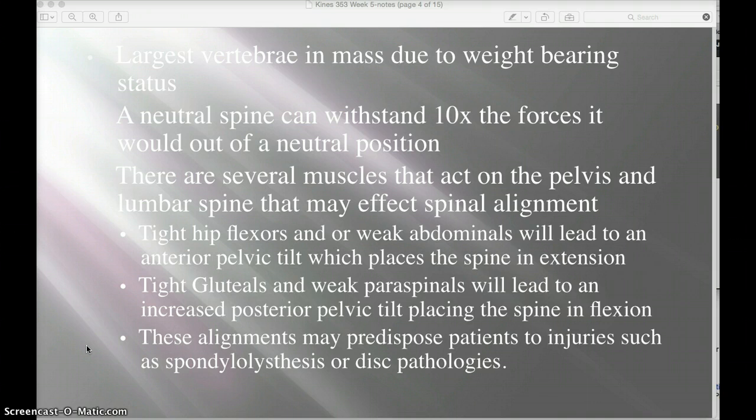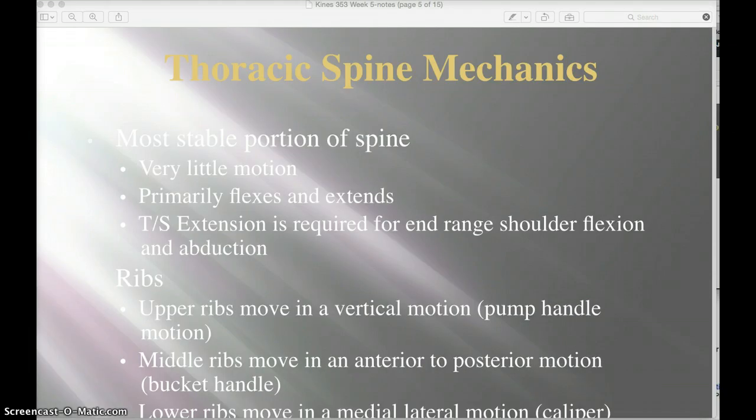Tight gluteals and weak paraspinals will lead to increased posterior pelvic tilt, placing the spine in flexion. So that's just the opposite. And it says these alignments may predispose patients to injuries such as spondylolisthesis or disc pathologies, which we'll get to shortly. In our next slide, we talk about thoracic spine mechanics.